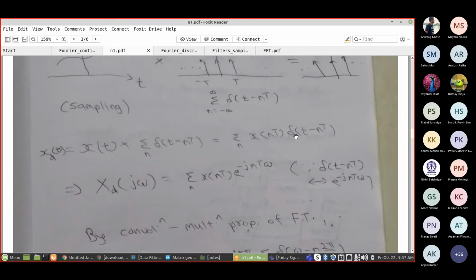We know that the Fourier transform of a Dirac delta is 1, and if you have a shifted Dirac delta, you are going to get a complex exponential, by this Fourier transform property. So x d of j omega is just x n times this complex exponential. Now if you put capital T equal to 1, you are going to get x of n times e to the power minus j omega n. You can recall this definition of the discrete time Fourier transform. I also have that here.